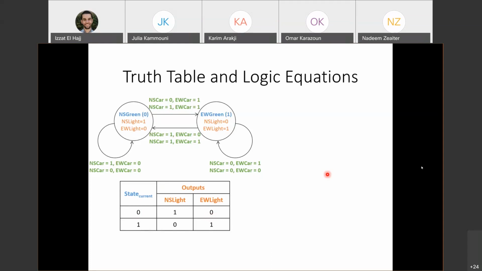Okay, so someone's asking about the truth table. What I want to do is extract a truth table for my output function. My output function represents my outputs in terms of the current state. So here, when the current state is 0, the output is going to be 1, 0. What I did is fill a row for this state. When my current state is 0, my outputs are 1, 0. And then when my current state is 1, my outputs are 0, 1. So this is going to be another row in my truth table. Okay, is it clear now?